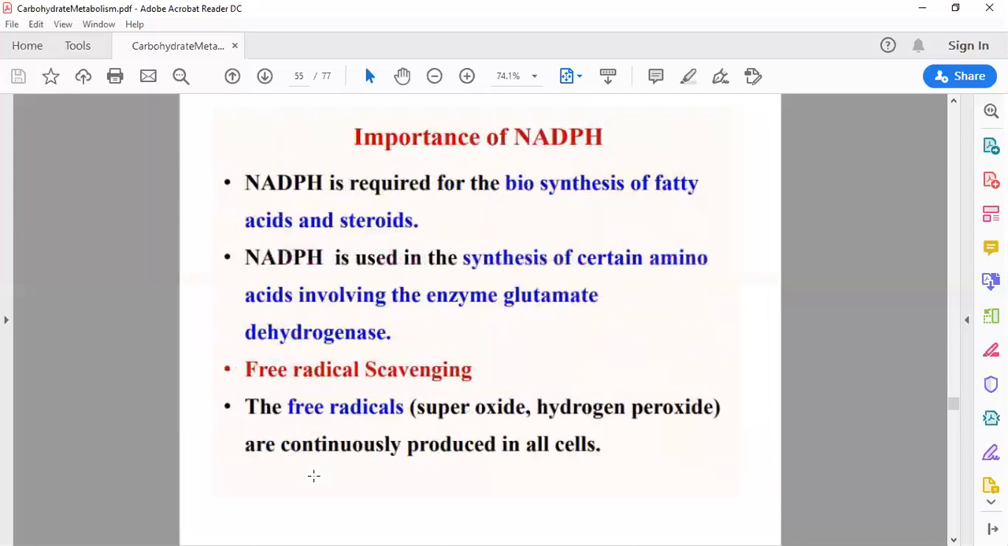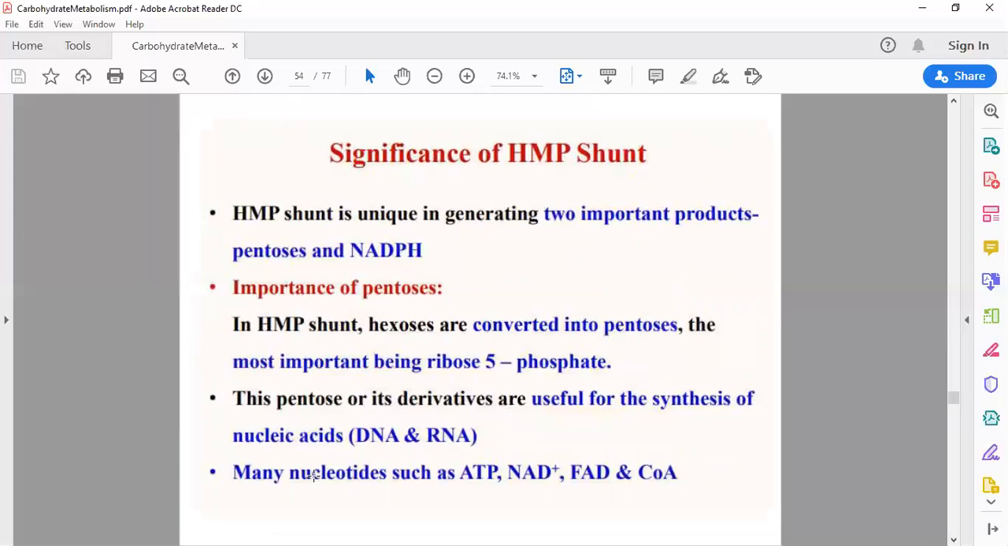So if you see, the majorly important points are related to pentoses and NADPH, because the HMP shunt is majorly involved in the synthesis of pentoses and NADPH. Pentoses are majorly involved in the synthesis of nucleic acids like DNA and RNA, and also different nucleotides such as ATP, NAD, FAD, and coenzyme A.